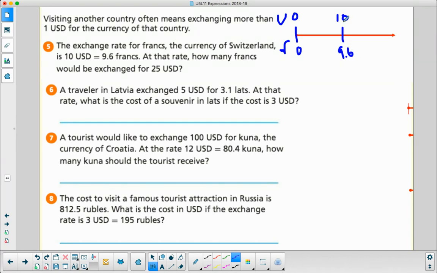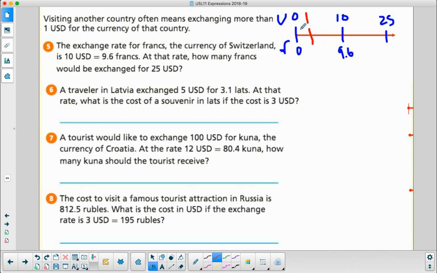And right away I'm noticing not quite 1 franc for each dollar. I need to know how much are they going to give me for 25. So right away I'm thinking it's going to be not quite 25. Well, to go from 10 to 25, I need to go 9 6/10 each time. I'm not going to hit 25. Now I know what times 10 is 25, but if I didn't, the easy thing to do is to compare it to 1.